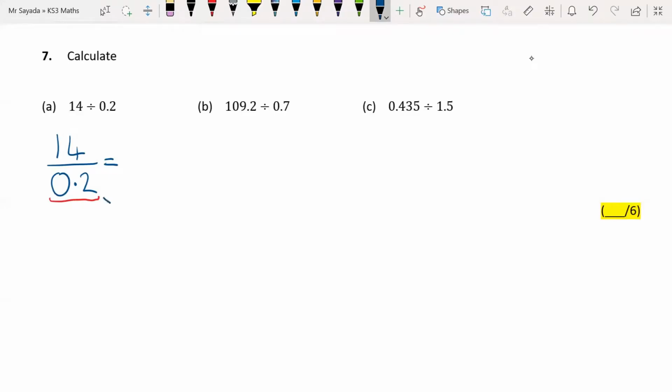Hopefully you said that you need to multiply it by 10. If you said you need to multiply it by 5, that would also work, but it's not the most sensible way to do it. We multiply it by 10 so that we get 2. But because we've multiplied by 10, we need to multiply the top by 10 as well. That gives us 140. Now we've got 140 over 2. 140 divided by 2 is 70. If you got that one wrong, pause the video to try question B and then press play once you're ready.